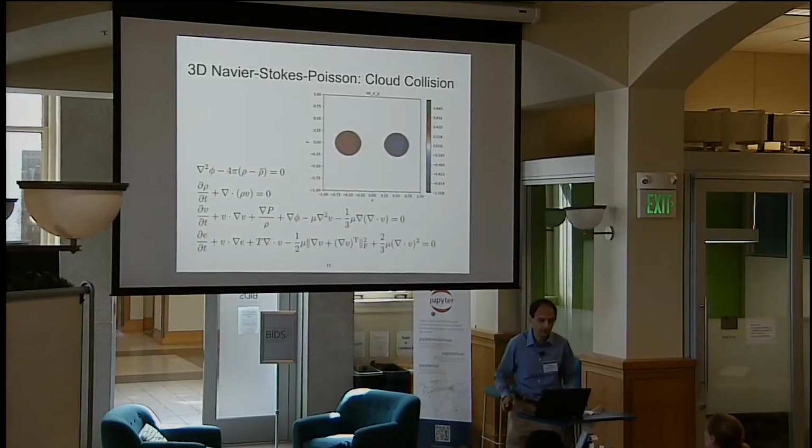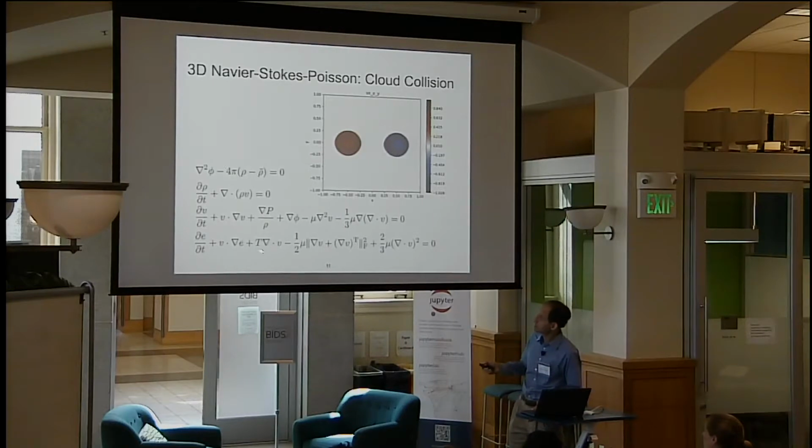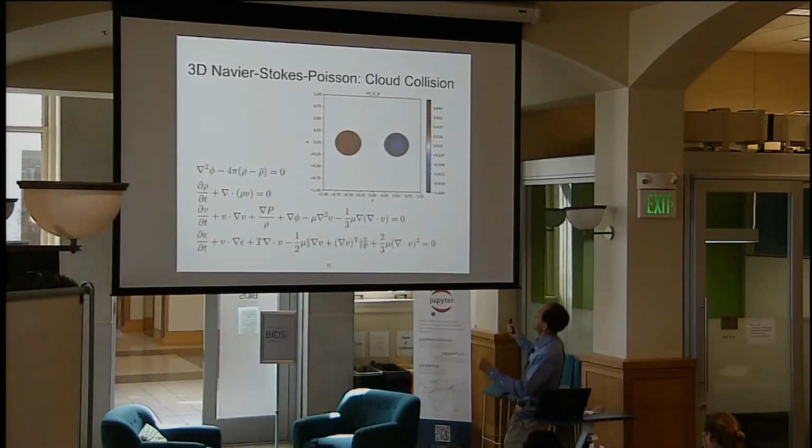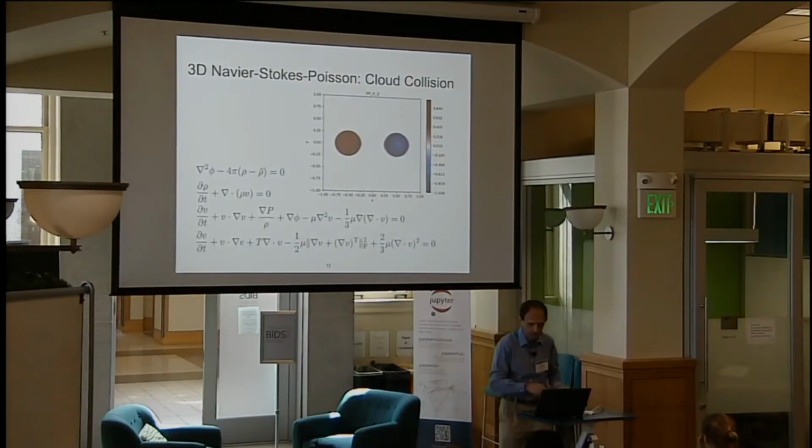Here is my second example. This is a little bit more complicated: 3 plus 1 dimensional, 3 space, 1 time, Navier-Stokes equation coupled to classical gravitation. So what I'm doing is colliding two blobs that are self-gravitating. This shows the velocity, so they are moving toward each other.